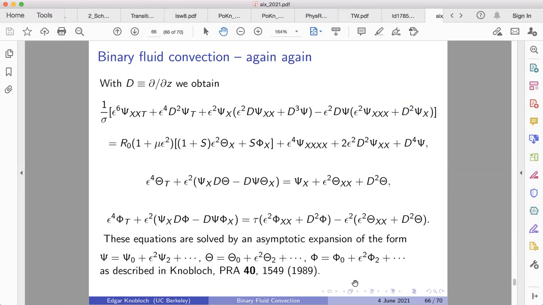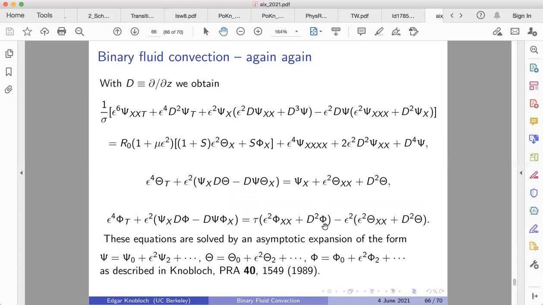So I'm going to put that into the equations. I get a mess. The important thing for our purposes is this last equation. That's the equation for that eta. And there is an unbalanced term here with no epsilons. And so at leading order, the second derivative of phi with respect to z has to vanish. And you have to solve that with d phi dz equals 0 on the boundaries. And so that tells you that the leading order in phi is just going to be independent of z.